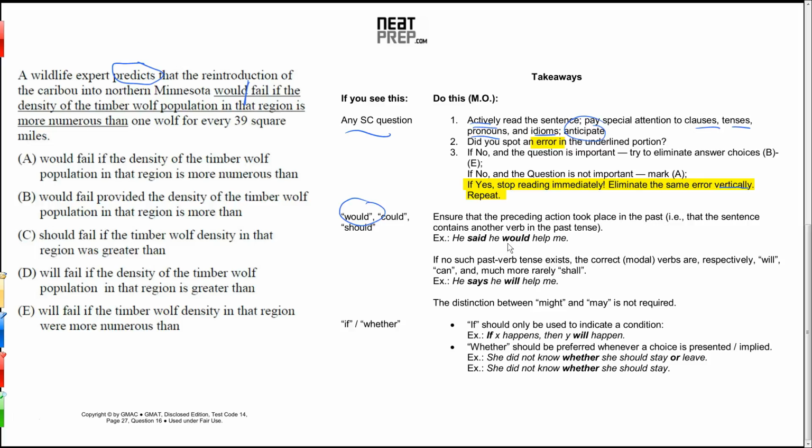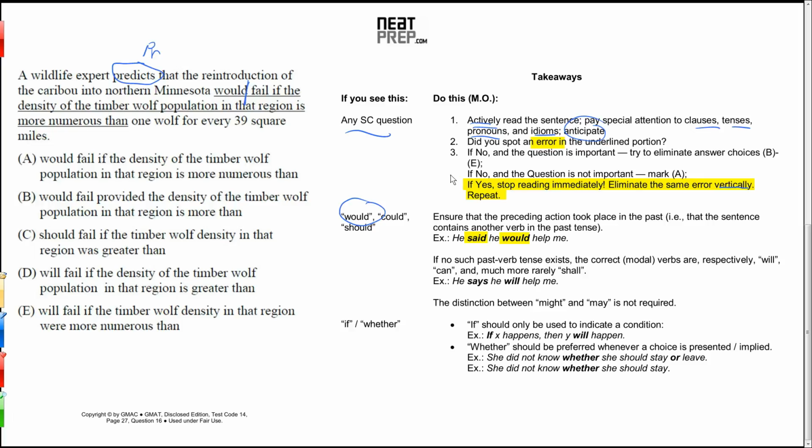In other words, if I do see the word would, then I have to make sure that the preceding verb is in the past. Now, we just said that this preceding word was in the present. Therefore, it's not that he predicts that it would. He predicted that it would, right? But if he predicts that it will. Now, since this is the non-underlined portion and this is underlined, I can only fix this. In other words, it needs to be, he predicts that it will.